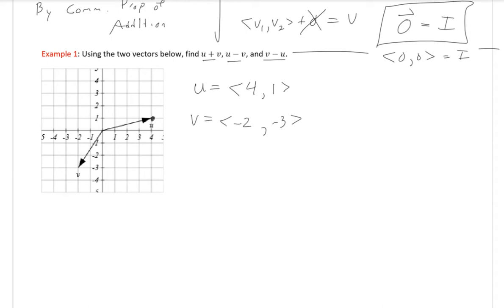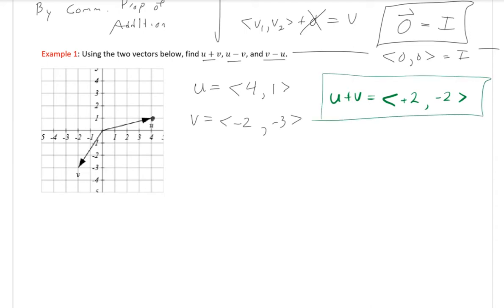Okay, if we add, we do U plus V. What we get are the components added together. So 4 plus -2 will give me +2. And then 1 plus -3 will give me a -2. This would be my addition vector. If I draw that, 2, -2 would go to here. This would be my addition vector.